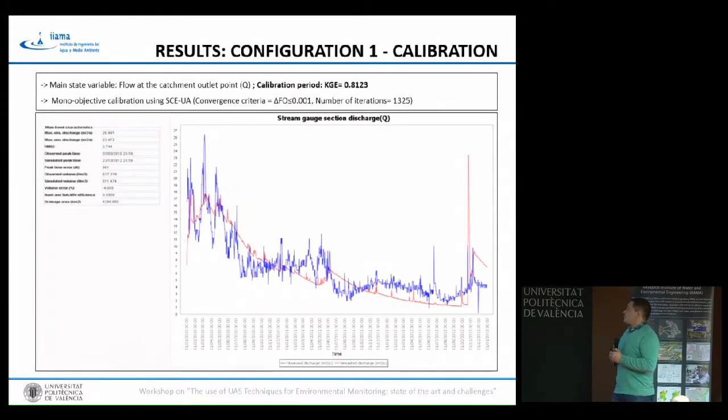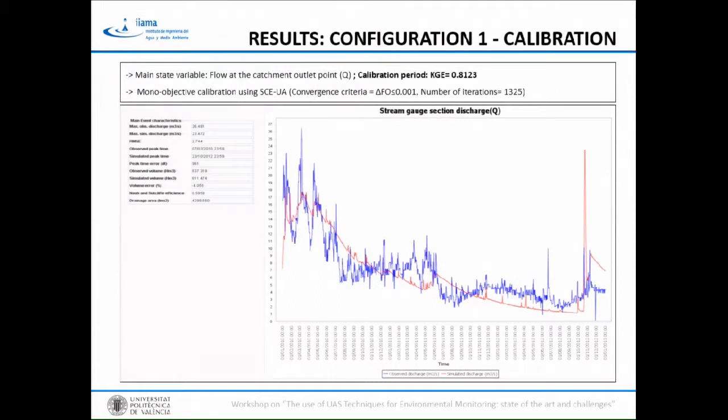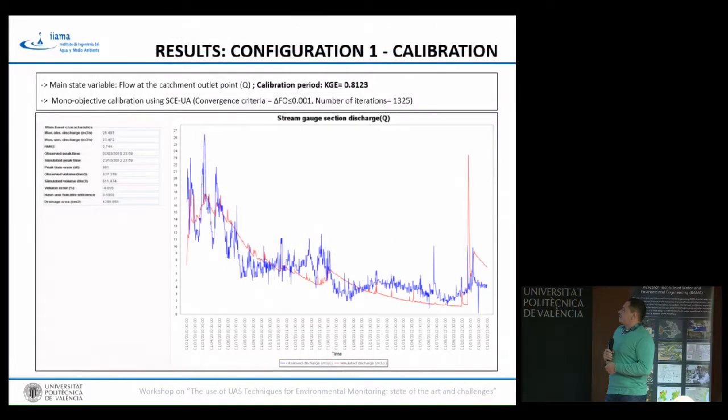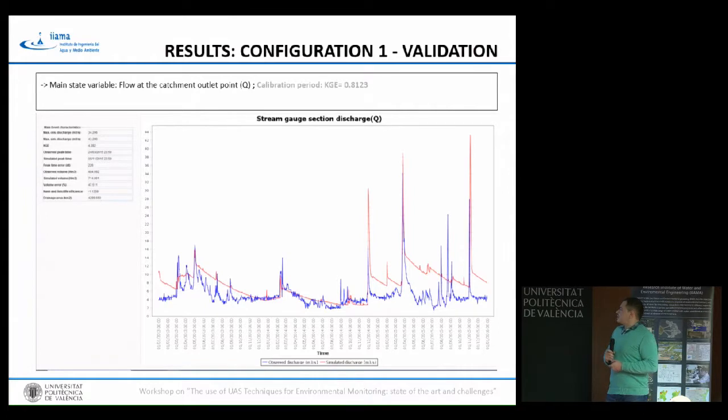Results. In configuration 1, we established a convergence criteria. This is our convergence criteria, and we reached it after 1,325 iterations, and we got a KGE around 0.8. Now, in the validation step, we got an index around 0.1. As you can see, a big reduction.